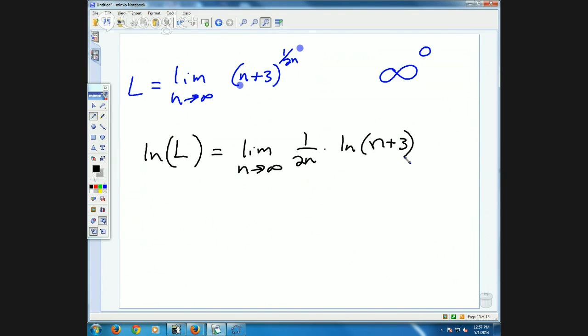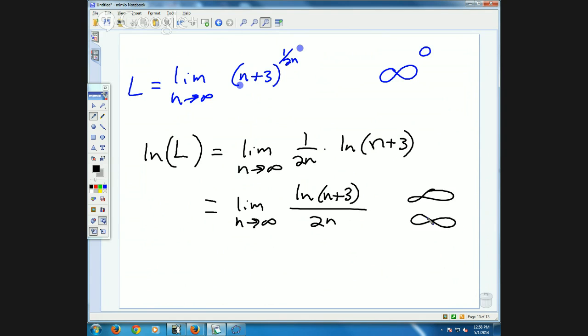All right. Rewriting this a little more. Well, let's cheat again, maybe. If we try to cheat and plug in infinity, we get 0 times infinity. So maybe I should write it like this: the limit as n increases of the natural log of n plus 3 over 2n. Is that true? Okay. Now if I cheat, what do I get? I get infinity over infinity.